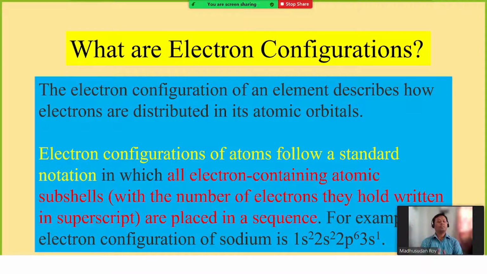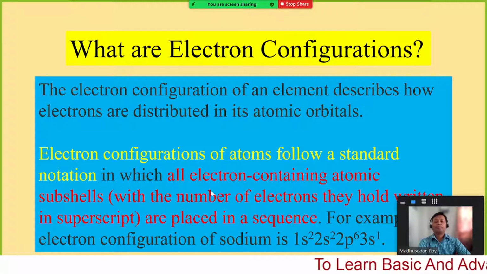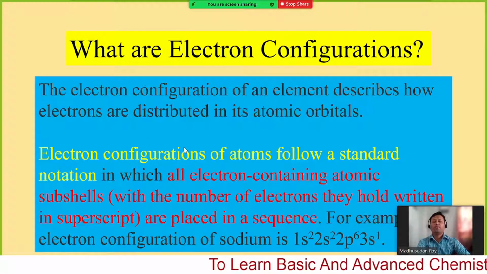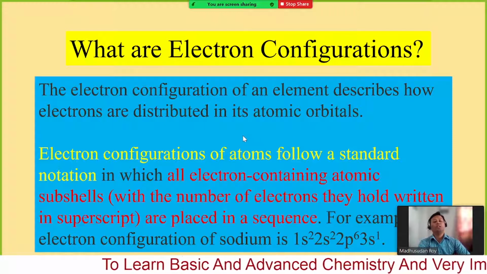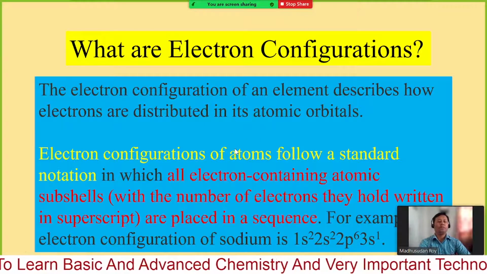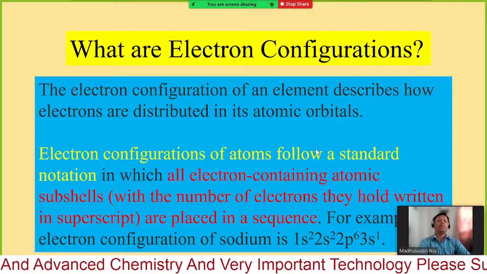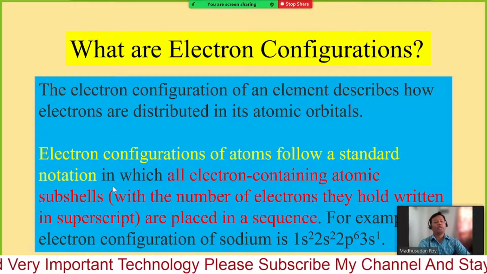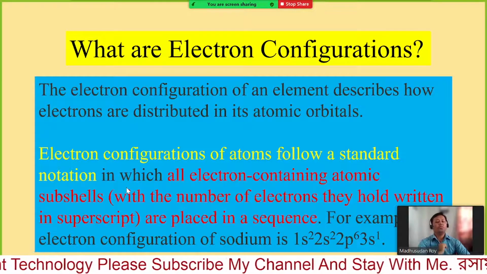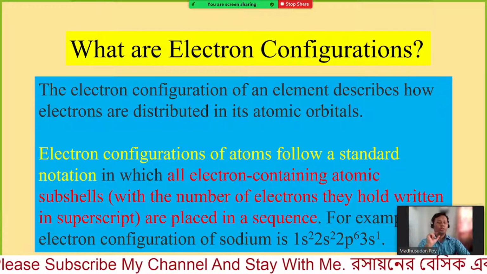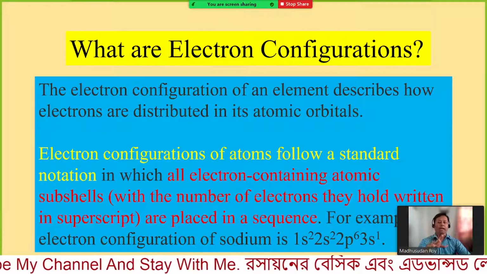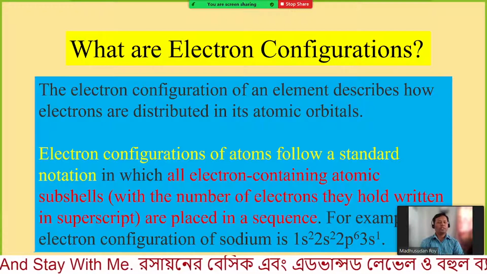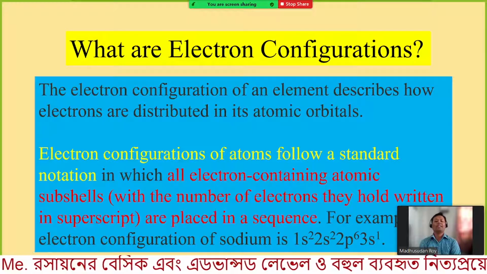So all are more or less the same thing, but we need to understand what we are going to explain, and then we will say what types of information we can get and what the importance of getting the electronic configuration is, or by knowing the electron configuration what you can understand. The electron configuration of an atom follows a standard notation. That means you need to use a standard rule so that anyone, if you write down the electronic configuration, can easily understand it.